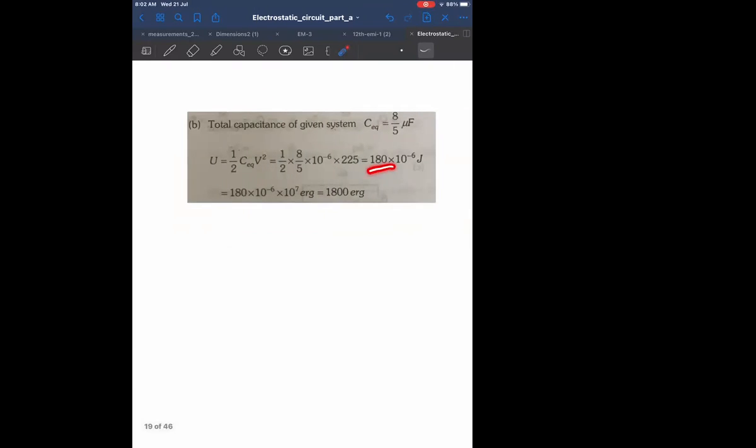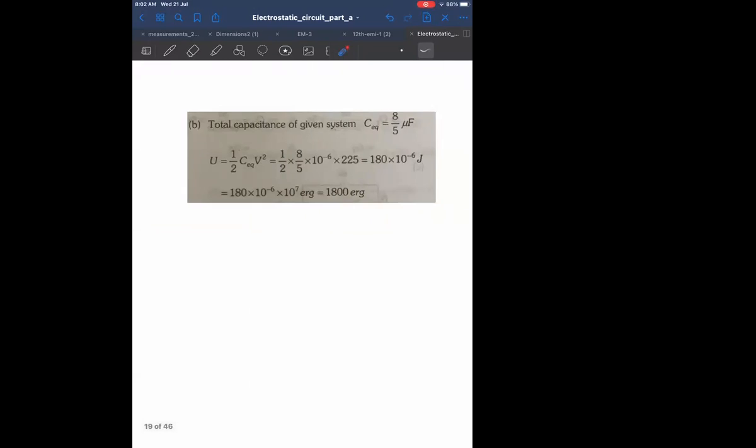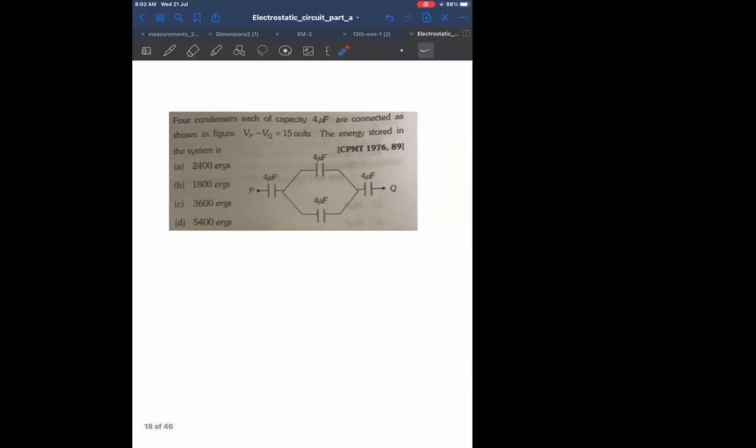Yes, sir. So then the formula for energy is half CV square. Half. C, you got 8/5 into 10 power 6. Into V square is 225. Now look at the diagram. 15 square is 225. Correct. Therefore, my answer is 180 into 10 power minus 6 joule. But again, if you look at the options, options are in ergs. Therefore, you need to multiply into 10 power 7 and get the answer as 1800. Okay, answer will be B.